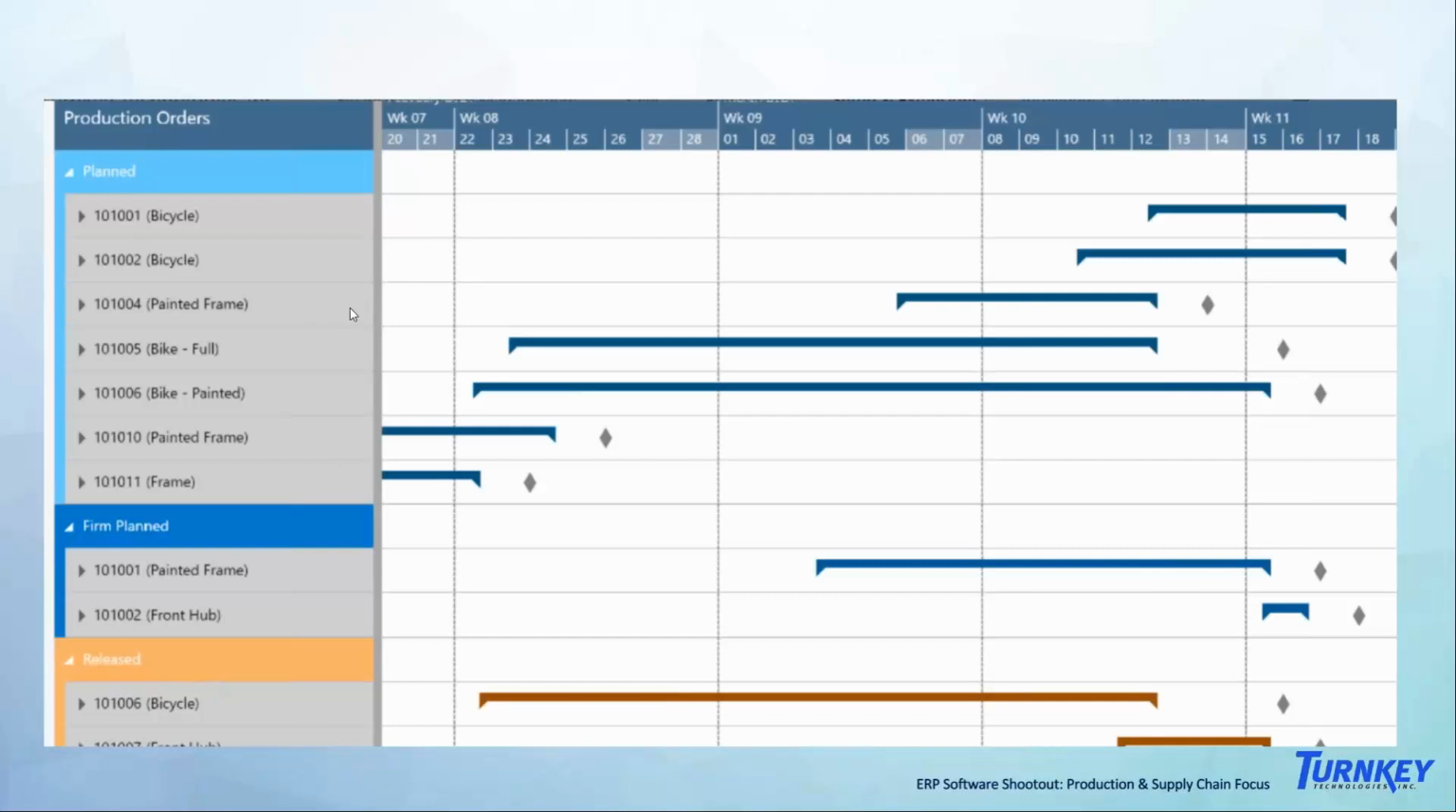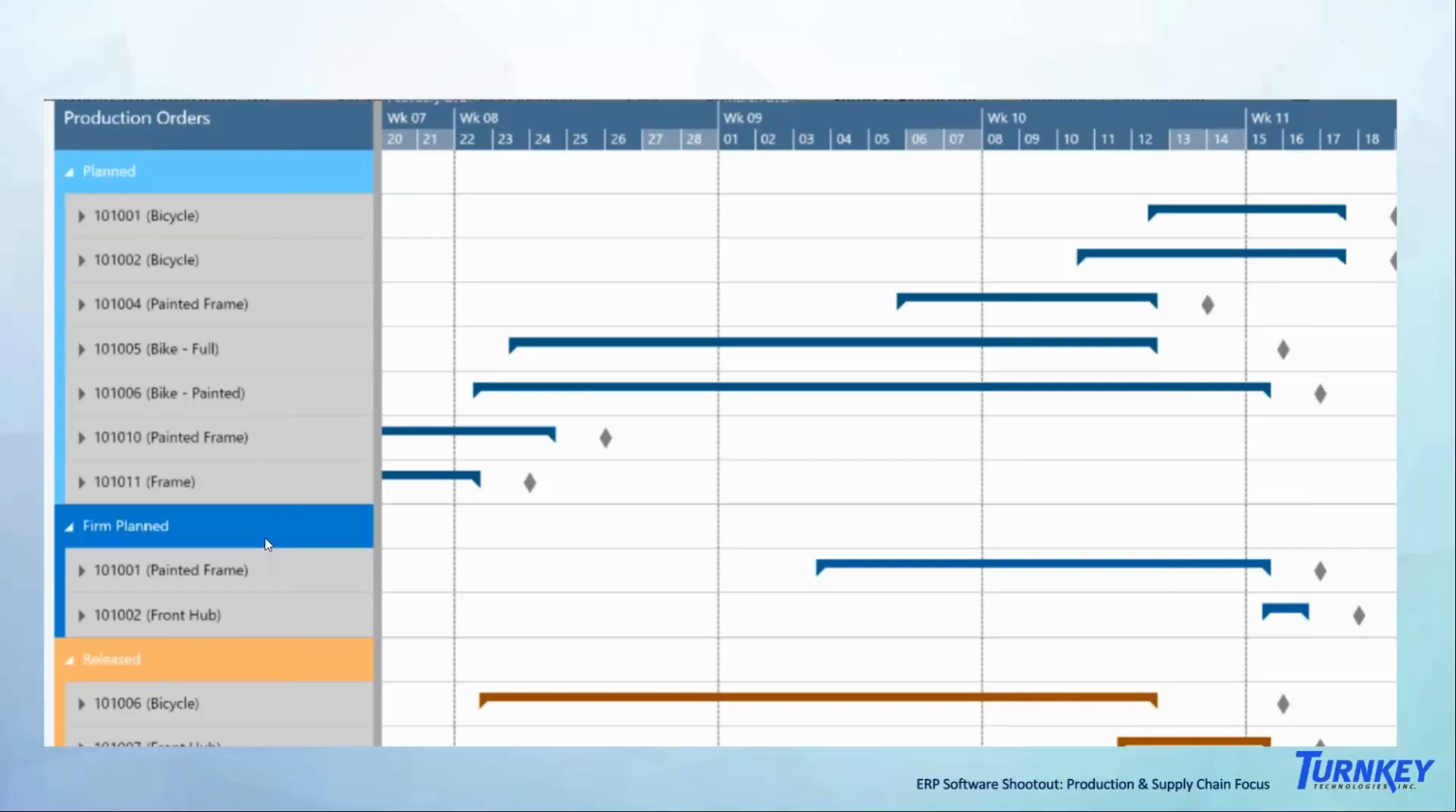These are planned. These are the ones I'm about to release. These are firm planned, that I'm ready to go. I'm ready to release those, and these are actual released. That moves from the planning cycle on your production orders: I want to plan them, let's take a look, and I'll start to acquire materials if I need them for these production orders.